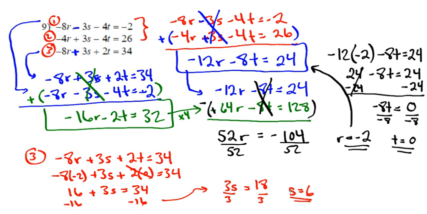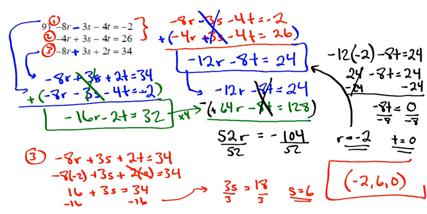Okay. I'm just going to put these in alphabetical order and write my answer. -2, 6, 0. And that is the solution to this system. Those planes intersect in one location, and that is the location.